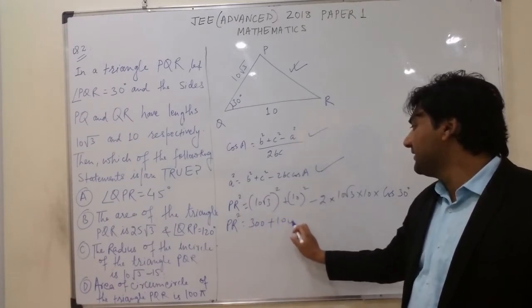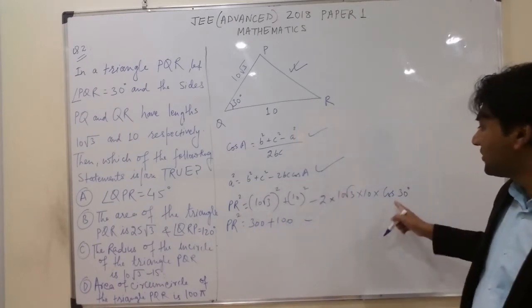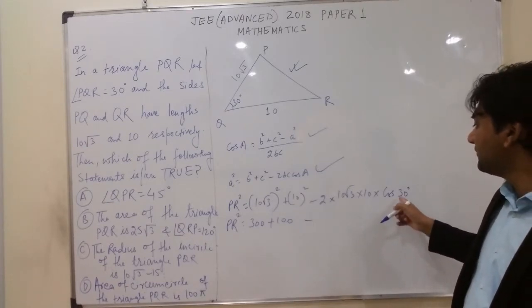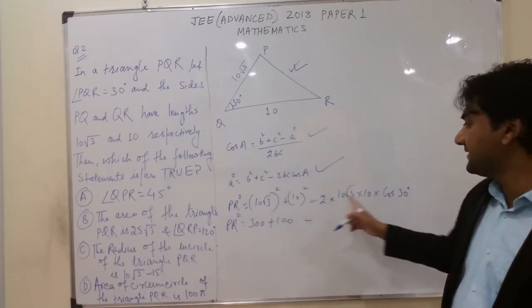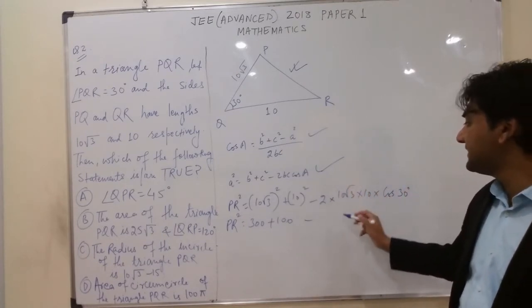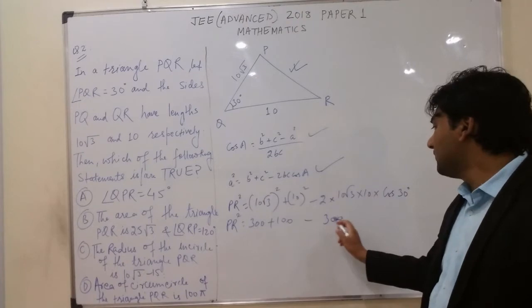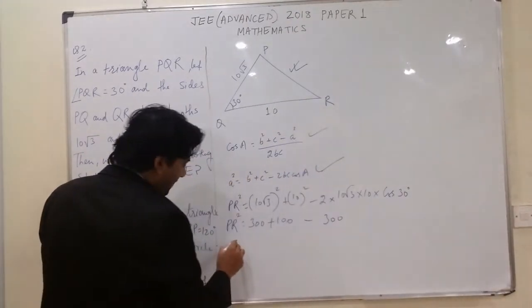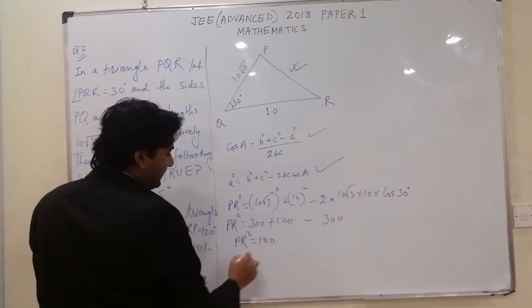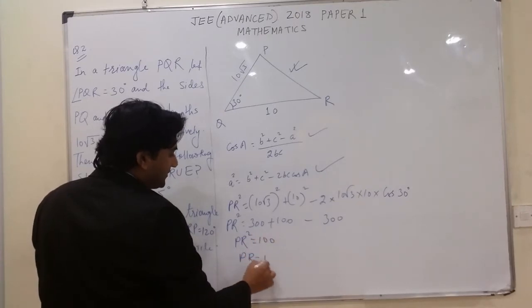Now this is 100 minus cos 30 degree. Cos 30 degree is root 3 over 2. So root 3 over 2, this 2 and this 2 cancel. Root 3 times root 3 is 3. 3 times 10 is 300. So what we got is PR square is just 100, and PR we got 10.